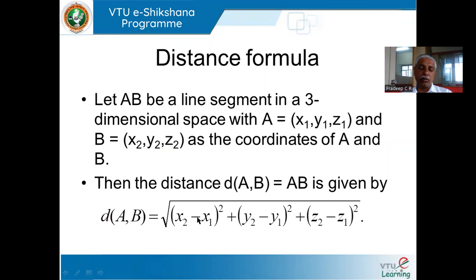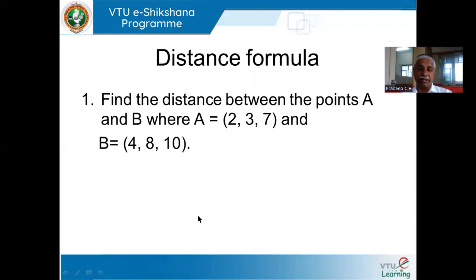The distance is the square root of (X2 minus X1) whole square plus (Y2 minus Y1) whole square plus (Z2 minus Z1) whole square. This is a very simple, straightforward application of Pythagoras theorem. Proof is not there in your syllabus, so I won't bother telling you. What you need to know is, if you give me X1, Y1, Z1 and X2, Y2, Z2, I know how to find the distance between them by this formula.